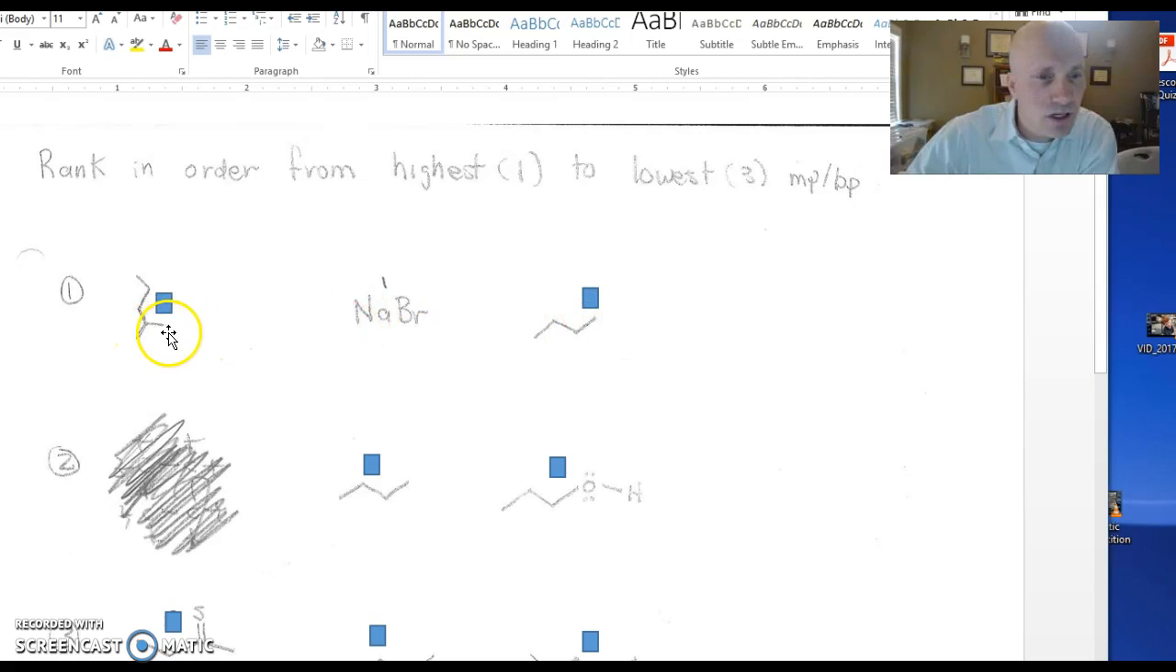The next are these two right here, and they look fairly similar, so how could we tie break between the higher and lower melting point? This one is a slightly larger molecule than this one. This one only has 1, 2, 3, 4 carbons. This would have 1, 2, 3, 4, 5, 6. So you'd expect this would have more London dispersion force opportunities, and that would cause it to have a slightly higher melting point, and then that makes this the last.